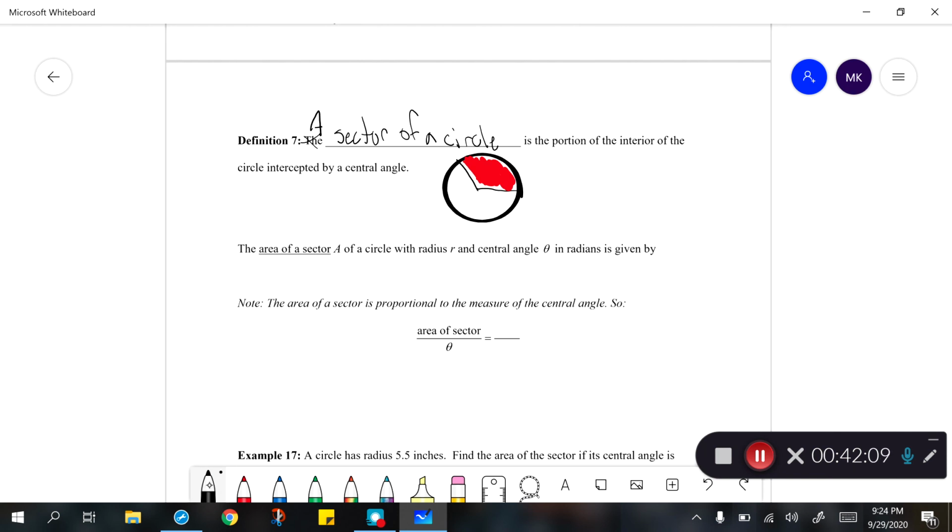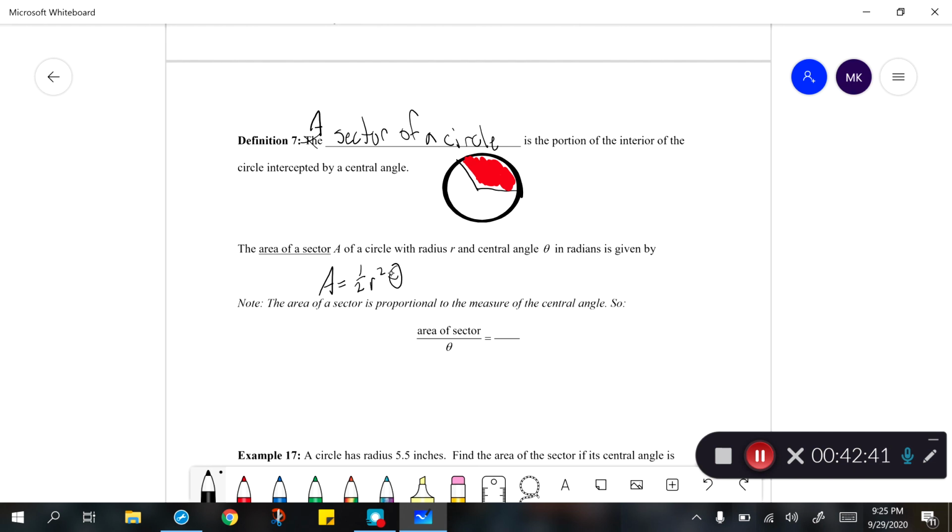Okay, the area of a sector A of a circle with radius r and central angle theta in radians is given by. It's a nice little formula. A is equal to 1/2 r squared theta. Okay, not too bad, not too scary.